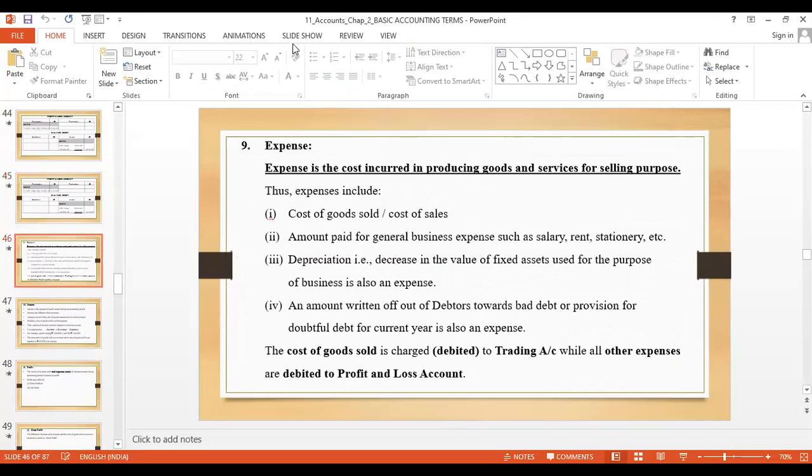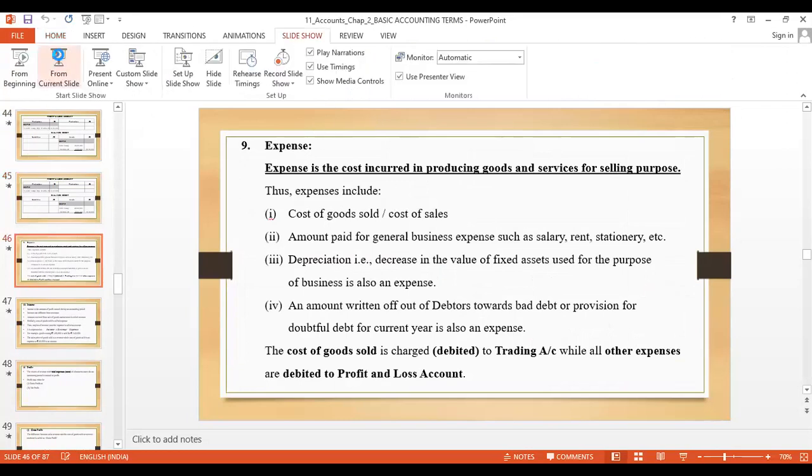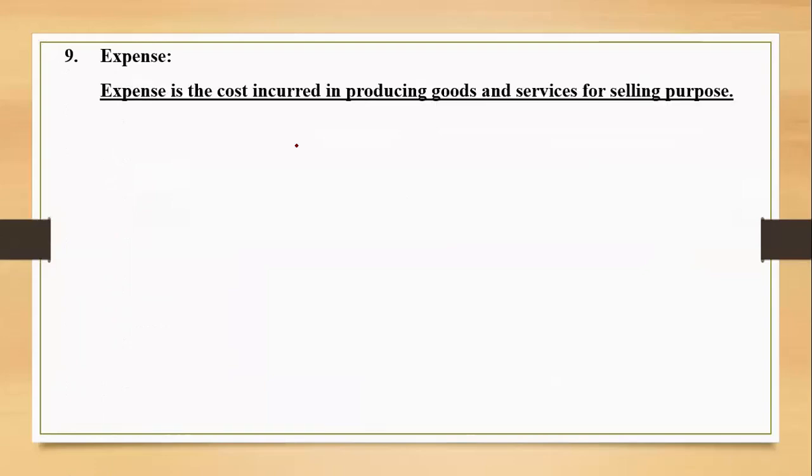This is the slide now. The ninth term basically talks about the expense. Expense and expenditure are two different things. Okay, let us start from here today. Expense is a cost incurred in producing goods and services for selling purpose. Whichever amount is incurred for the production of goods that we are going to sell, that amount spent will be treated as expense.